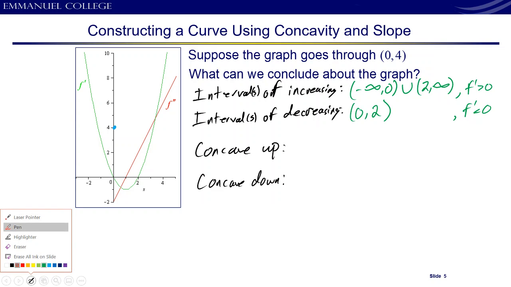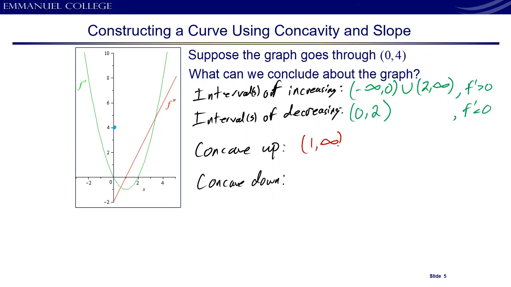Now concavity, we just said if it's positive, then it's concave up. So it changes concavity at 1, and to the right of 1, it's positive. So this is where concavity is positive. And then from negative infinity to 1, our concavity is negative. So we have a point to go off of, or we have a couple of intervals to go off of.